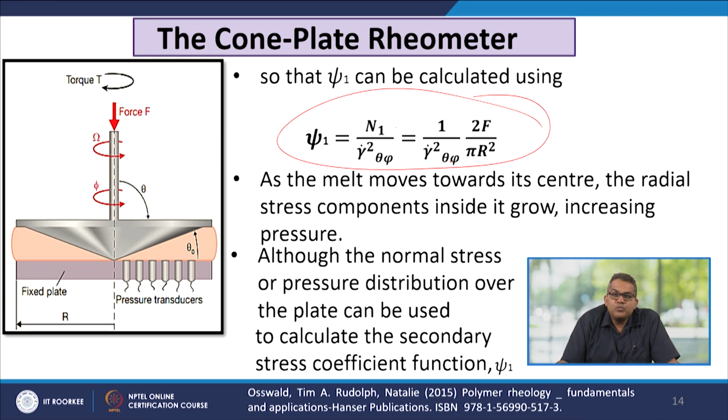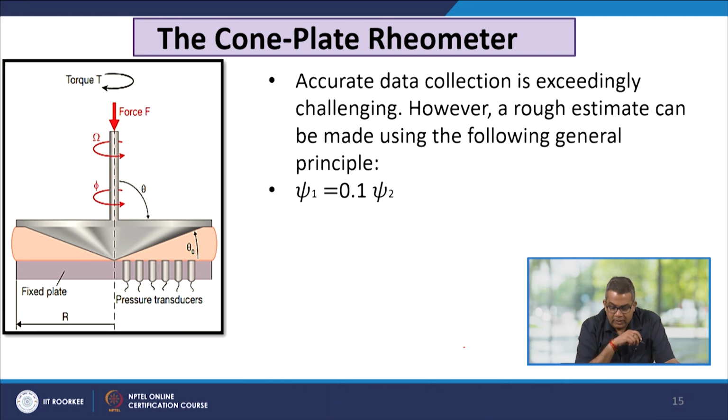As the melt moves towards the center, the radial stress component inside it grows, increasing pressure. Although the normal stress or pressure distribution over the plate can be used to calculate the secondary normal stress coefficient function psi 2, accurate data collection is exceedingly challenging. However, a rough estimate can be made using this general principle, that is psi 2 is equal to minus 0.1 psi 1.